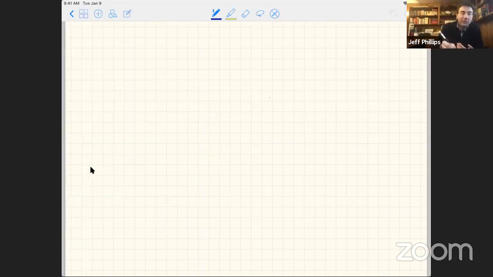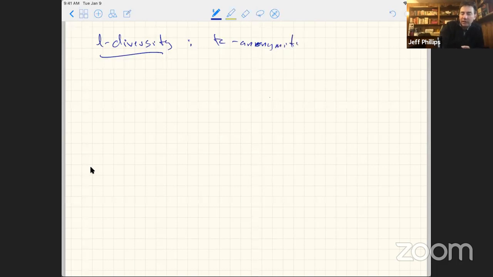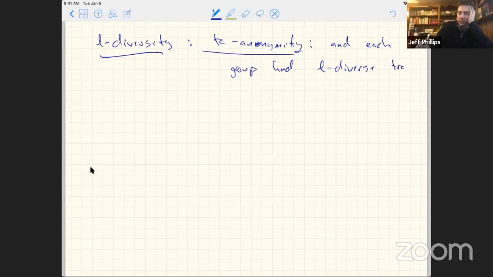So there was this series of ideas, and the next one was called l-diversity, which builds on k-anonymity. I still needed that every group I released had at least k people, so that someone could be one of these k people, and each group had l diverse traits.